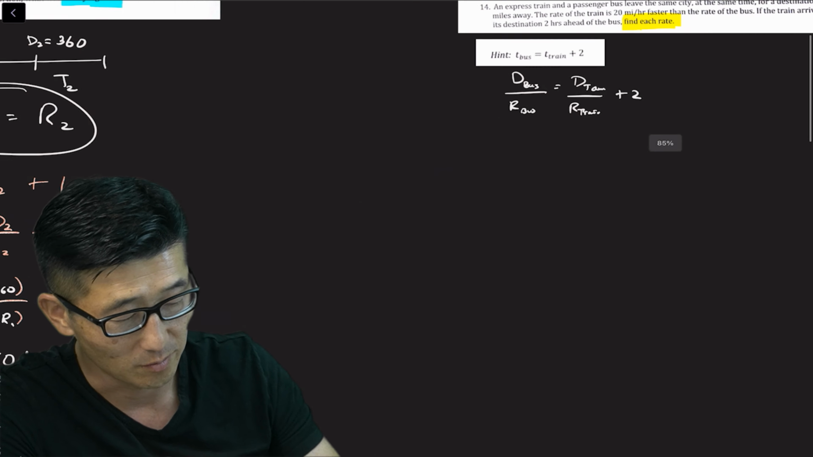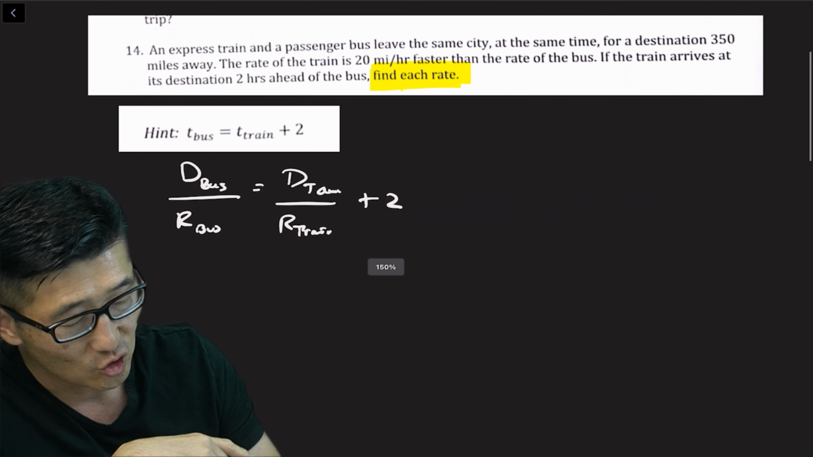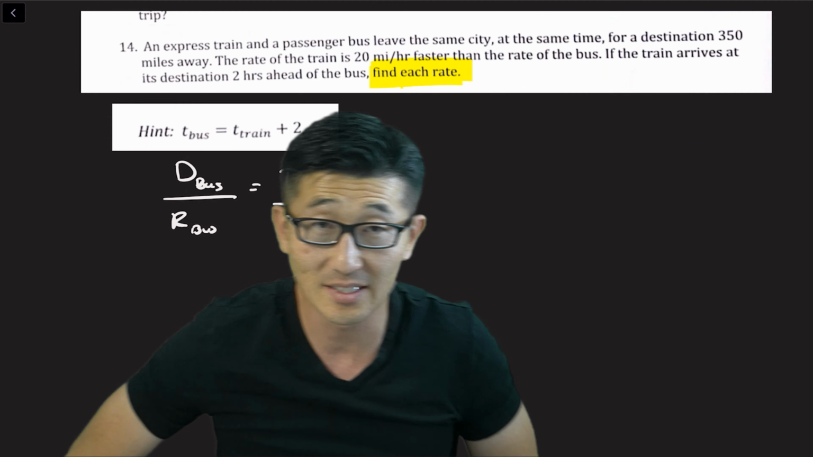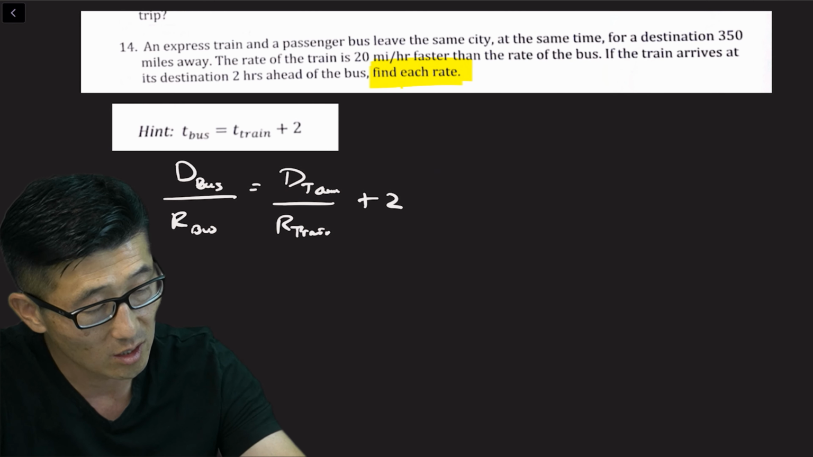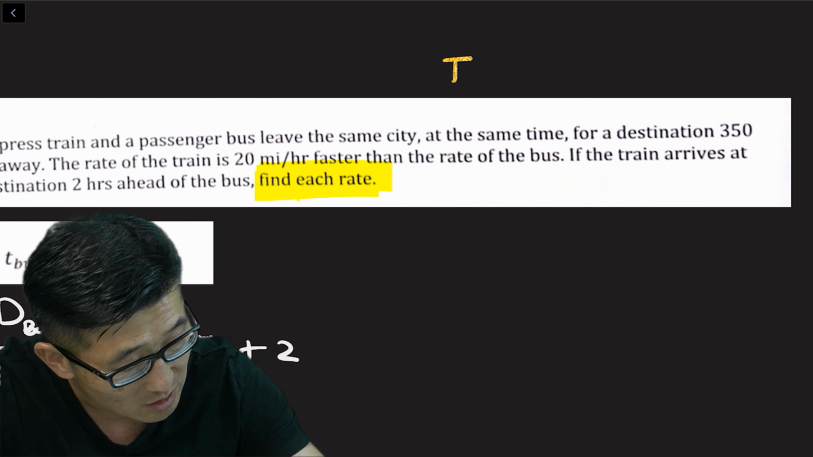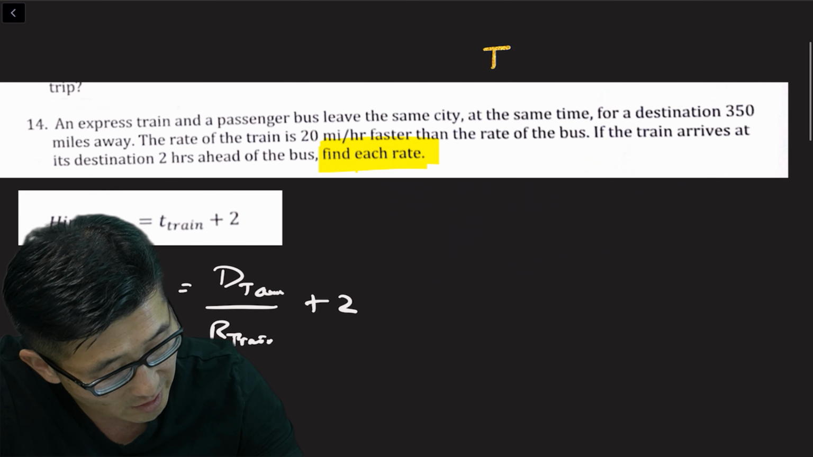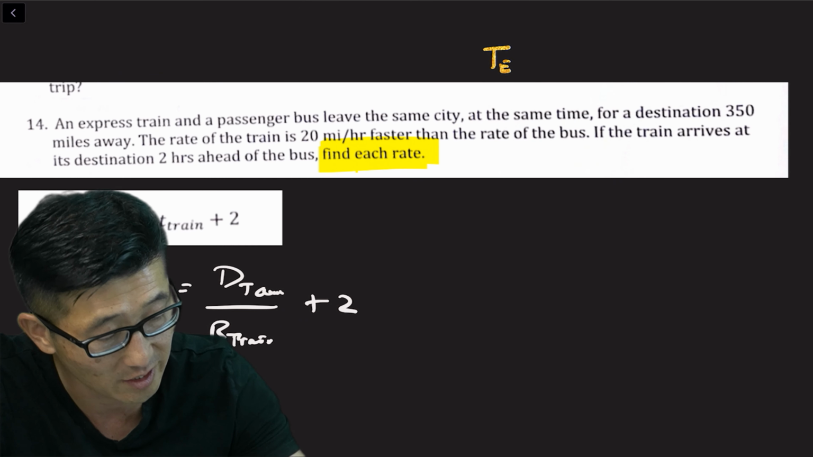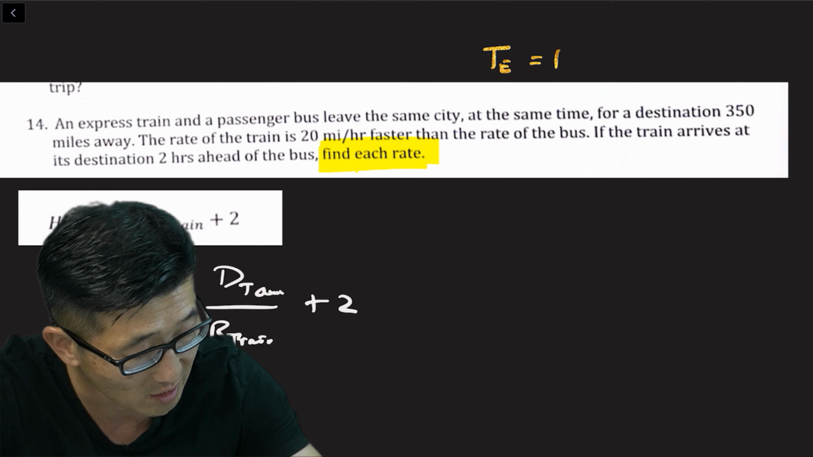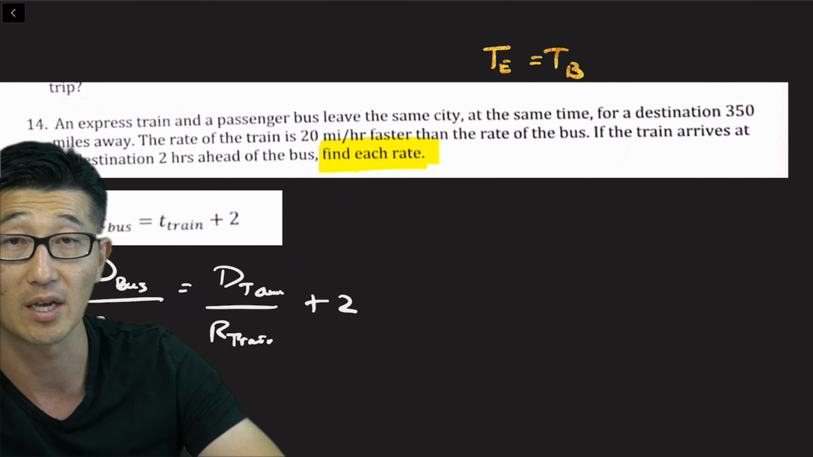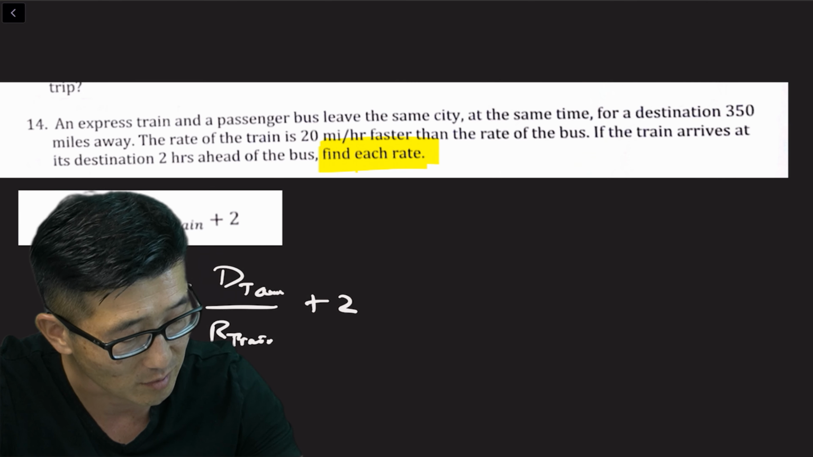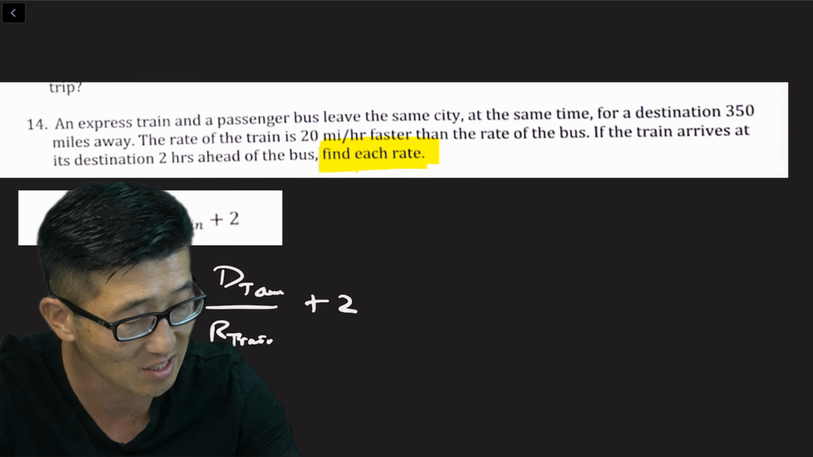All right, let's try this next one. An express train and a passenger train leave the same city at the same time. And by the way, when I read the phrase "at the same time," I'm going to go T, and let's see, we've got express, so I'll put TE to represent the express train and TB for the bus. So we're going to set that equal to each other. Actually, let me take that back. They just left at the same time. We don't know how fast and how far they were going.